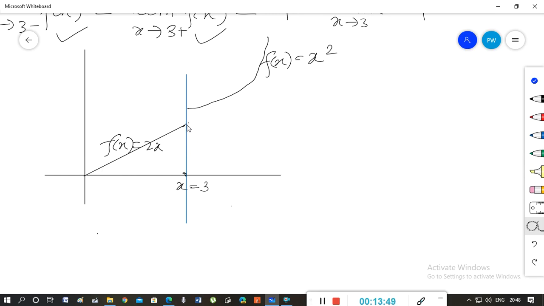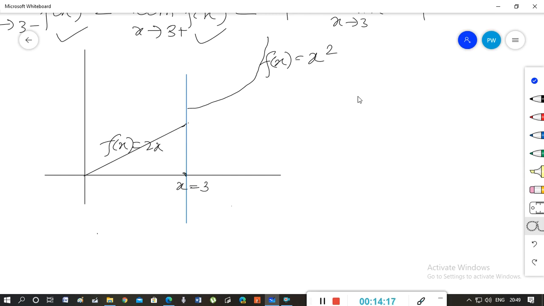No matter it looks to be overlapping the blue line, but that's not the case. These graphs just come near to the blue line, meaning at x is equal to 3. So now let's check what we mean by limit of a function. Again, in case a function is multi-defined, on the right hand side it is x square, and to the left hand side it is 2x.